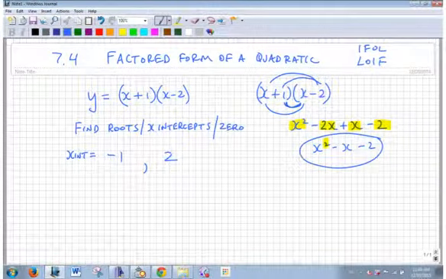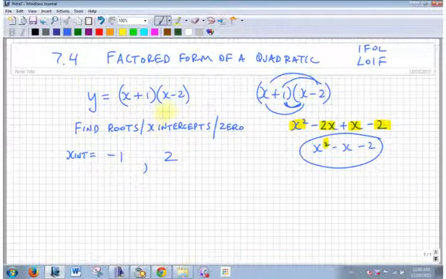Nice. Got a mark. Does anyone notice anything? Here's a good question. Did I have to do that?